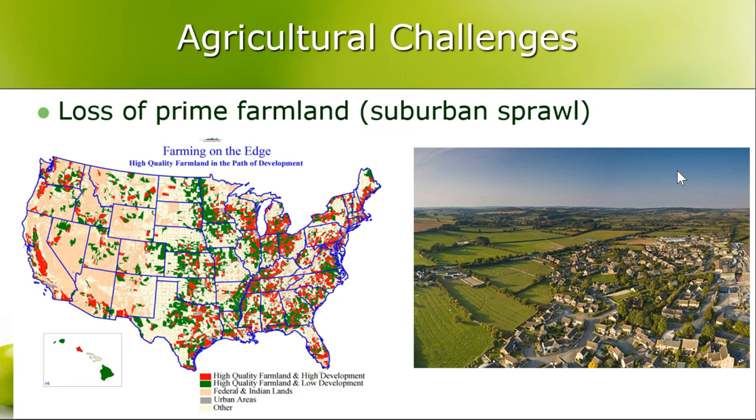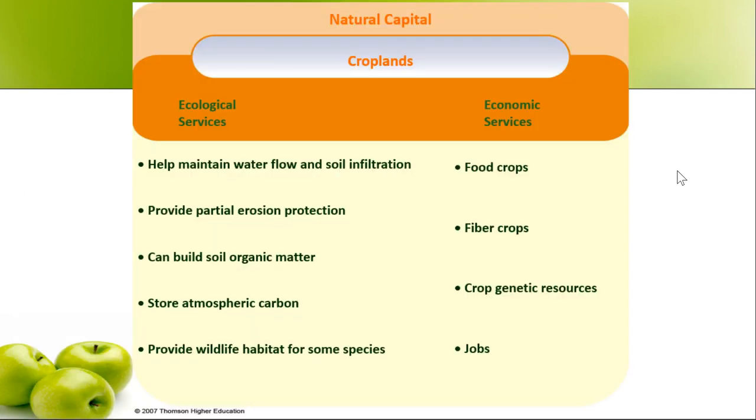And this is bad for a couple of reasons. One, it infringes on food production. But two, croplands used to be grasslands and forests, and so they will give us the same ecological services that we got with grasslands and forests, which you can see here and we'll continue to talk about, but they also give us the economic services that sprawl does not.